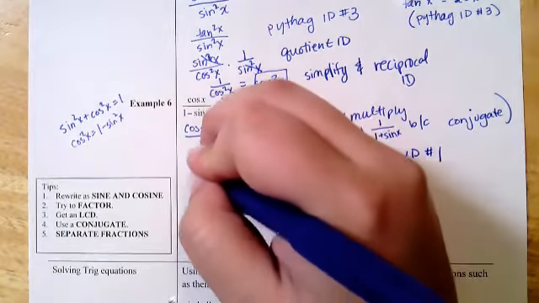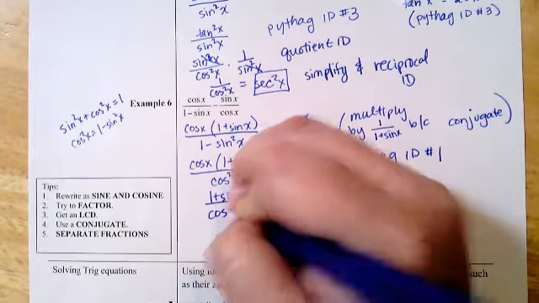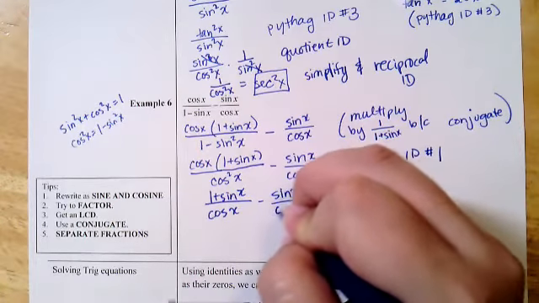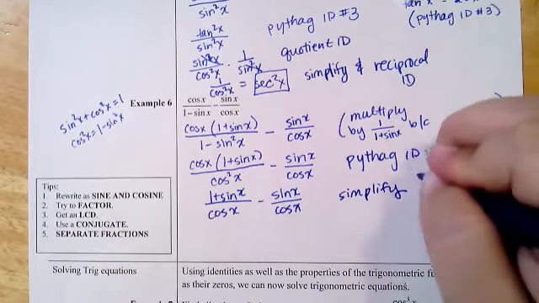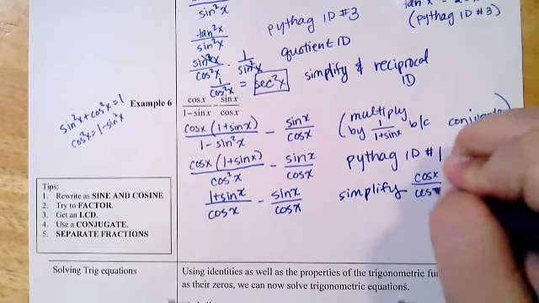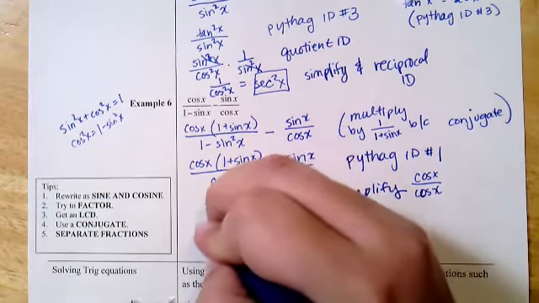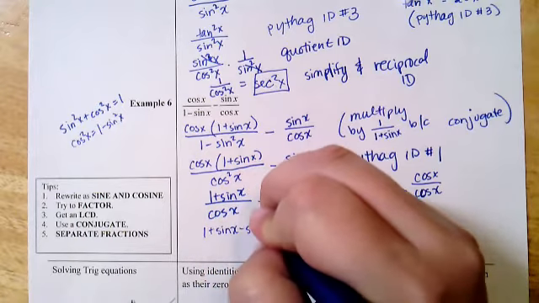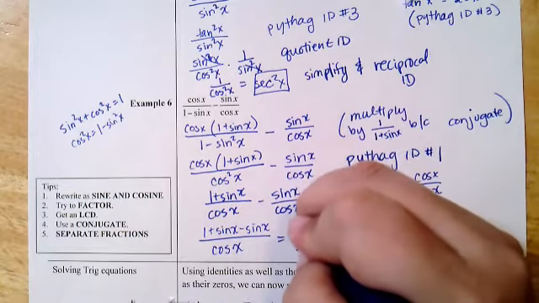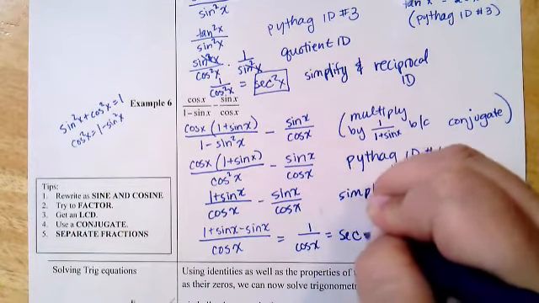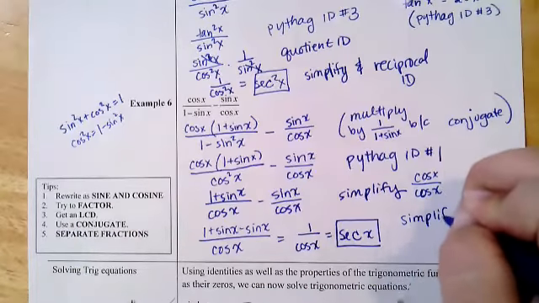Simplifying here, I get 1 plus sine of x over cosine of x minus sine of x over cosine of x. By simplify, specifically cosine over cosine is what I simplified in the first term. These now have a common denominator. So I have 1 plus sine of x minus sine of x over cosine of x, which is 1 over cosine of x, which is secant of x.